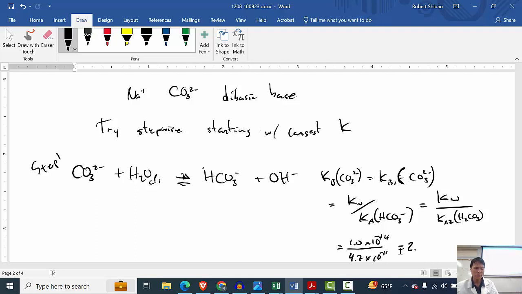This gives me 2.1276 times 10 to the negative 4. This acid is quite a bit stronger than hydrocyanic acid. Or no, this is not an acid. This is a base, sorry. Shouldn't be comparing acids with bases.